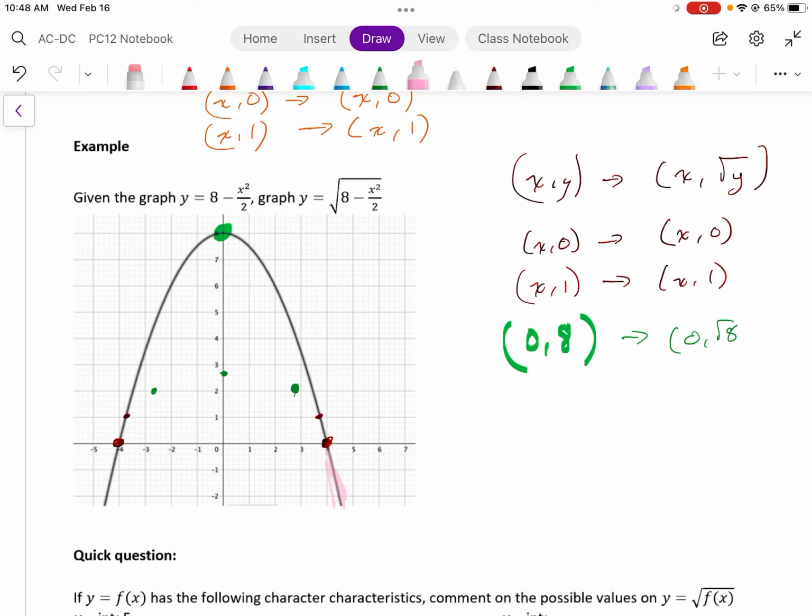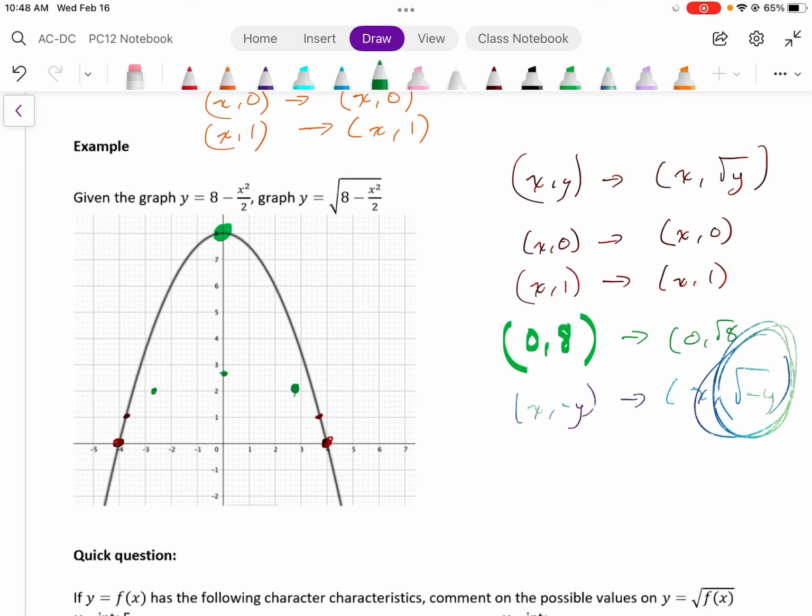Now, if you notice, I'm going to just ignore this. This is where my function is negative. So here we have (x, negative y). I'm just going to write this down so I can talk about it. But wherever my y value is negative, you cannot take the square root of a negative number. So this function will not exist wherever y is negative.